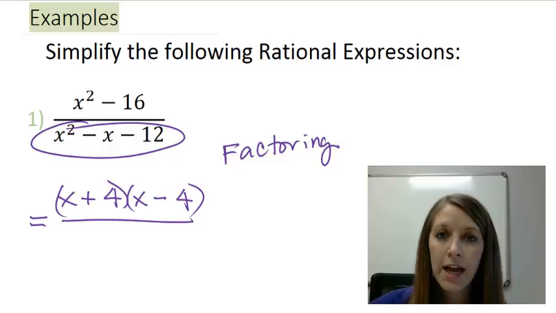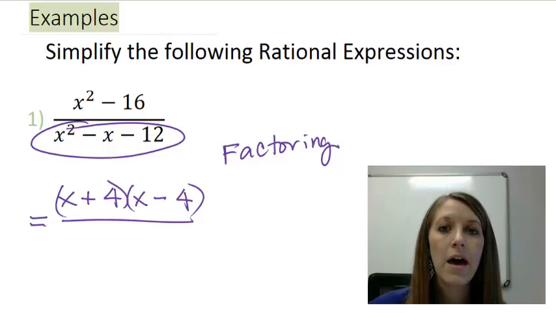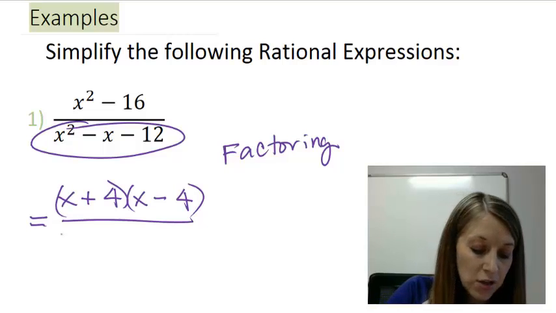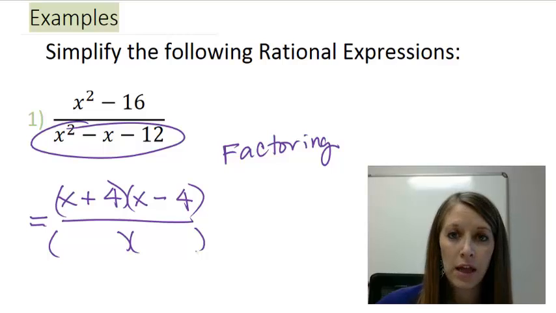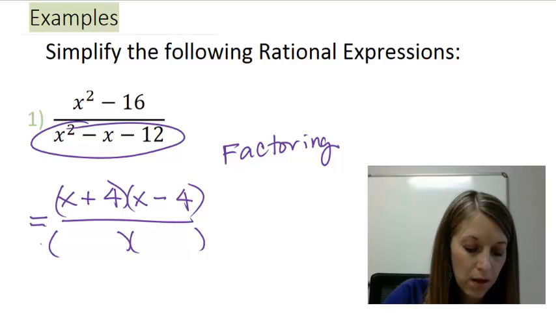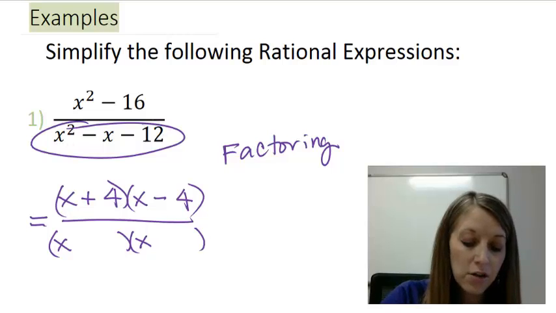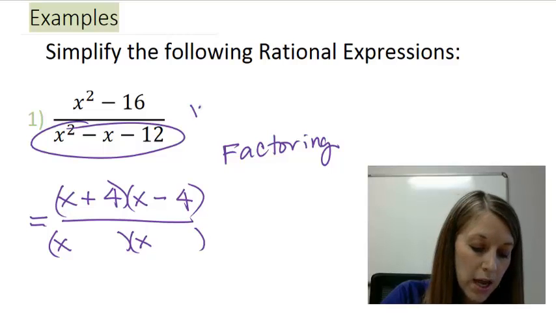Again, running through my checklist, it's in descending order. I have no common factors. I have 3 terms, so I get to factor this as a trinomial, which is the same thing as unfoiling it, or reverse foiling. x times x gives me x squared. Factors of 12, I have lots of choices. 1 times 12, 2 times 6, or 3 times 4.